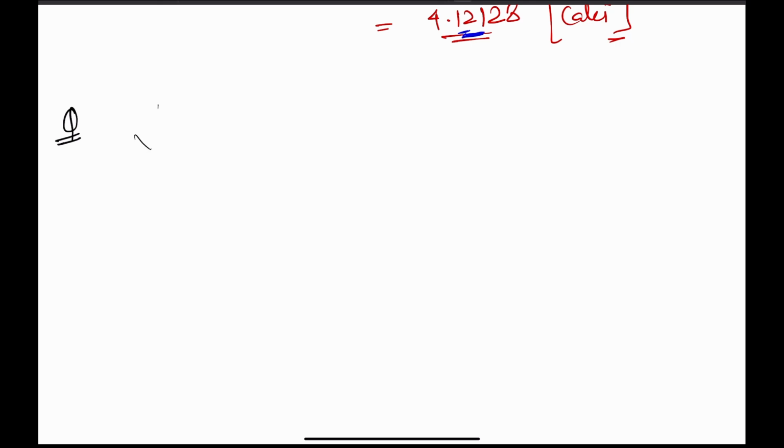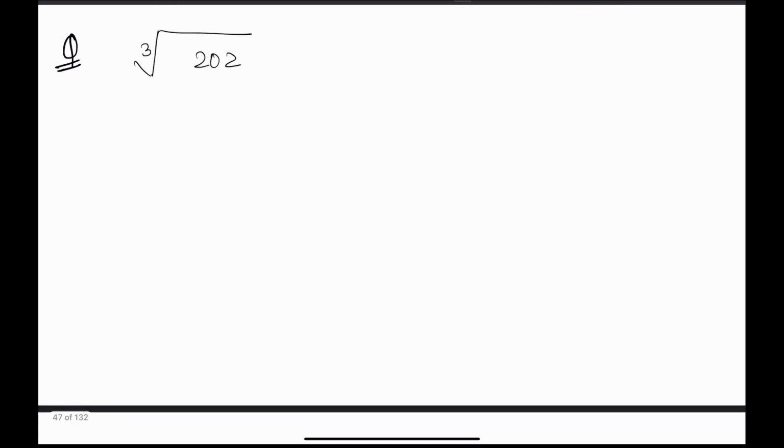So the question is the cube root of 202. Again, use the same concept first. Which cube root is nearby this one? So 2 cube is 8, 3 cube is 27, 4 cube is 64, 5 cube is 125, 6 cube is 216. So 6 cube, we know, is 216.